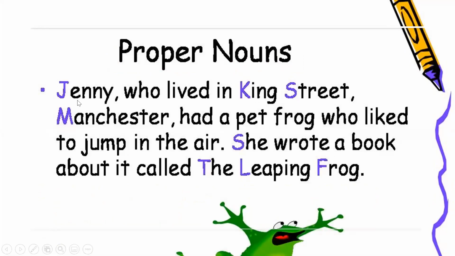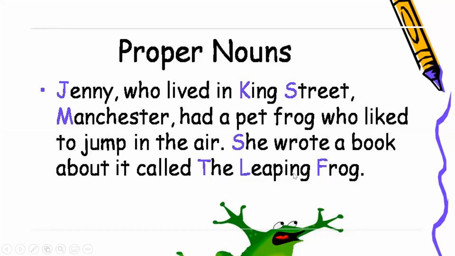So let us see an example of a sentence which has proper nouns in it. Jenny is the name of a person. Jenny, who lived in King Street. King Street is the name of a street, that is the name of a place. Therefore, K and S are in capital. Manchester, again the name of a place, so M is in capital. Had a pet frog who liked to jump in the air. Again, there's a full stop, therefore we are using a capital S to start the next sentence. She wrote a book about it.